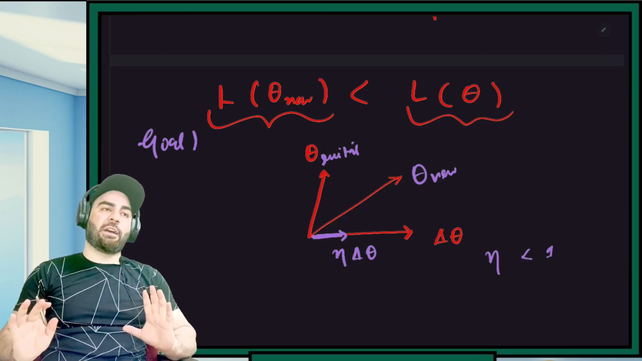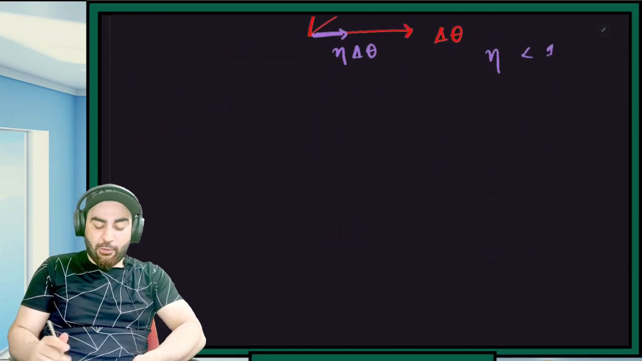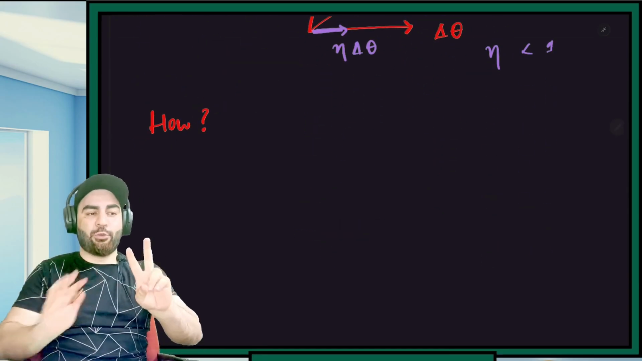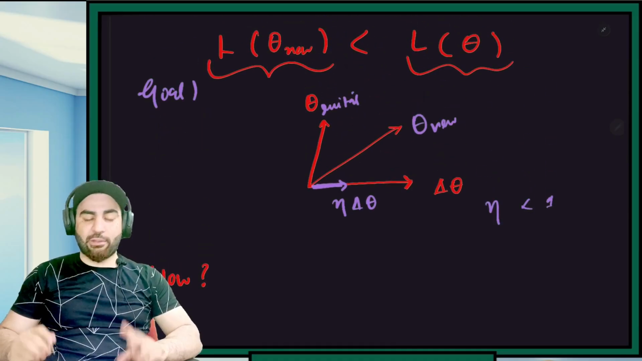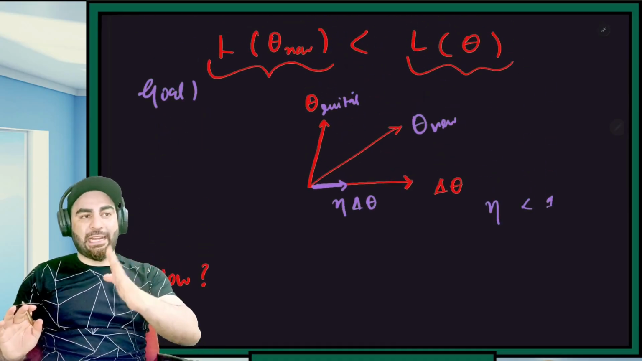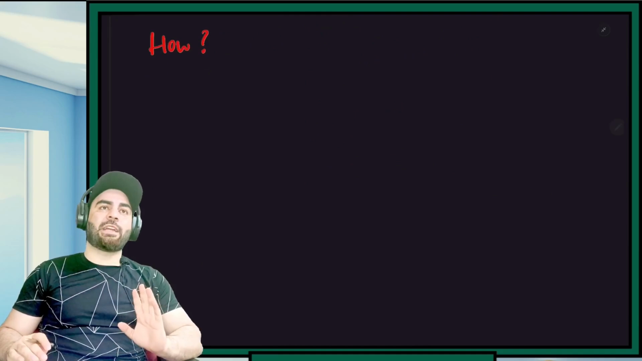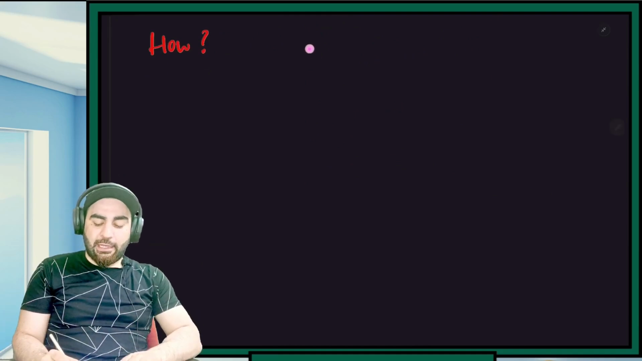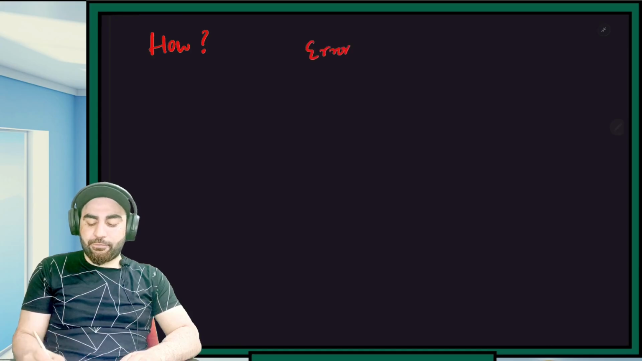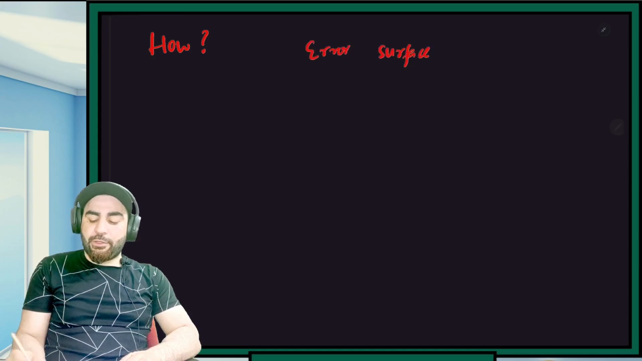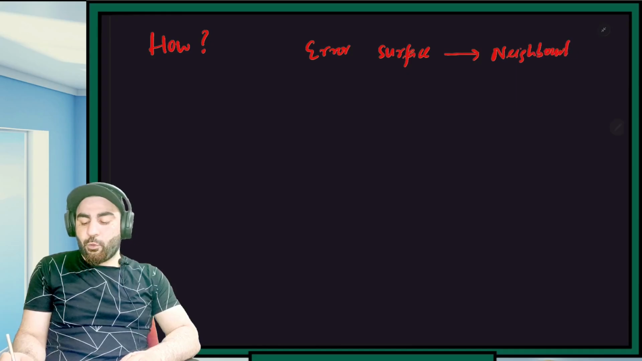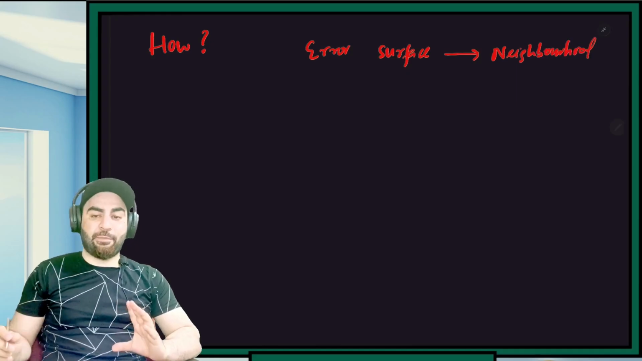Actually, before doing the treatment, the question is how to do this. I told you that we have to somehow find this delta theta so that we take the right steps. The crux was that you have to see the error surface and then you have to see the neighborhood. Once you see this neighborhood, you will take a guess based on that.